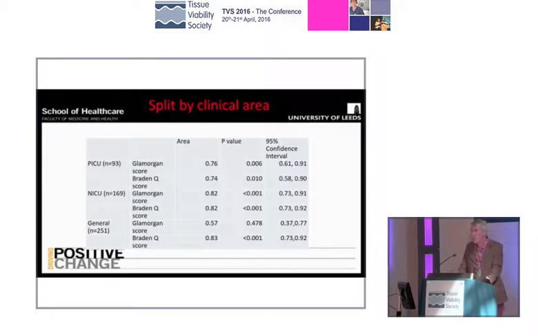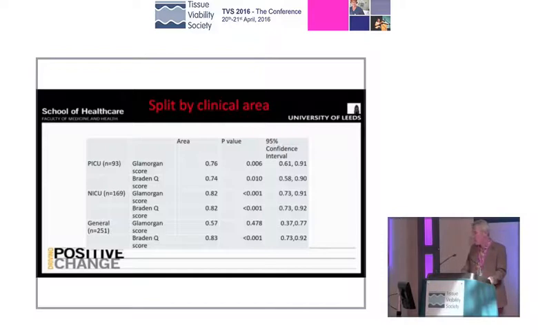Now, we then split it by unit, because children are different from adults, but PICU children may be very different from the general paediatric population. So we thought it'd be useful to look at neonatal intensive care, paediatric intensive care, and the general wards. Now, we're getting to quite small numbers here, which is good news for the children concerned, but it means that it becomes more and more difficult to know with any statistical certainty whether there's differences. But it does look like in PICUs, the Glamorgan and Braden Q are remarkably similar. There's really nothing to choose between them.